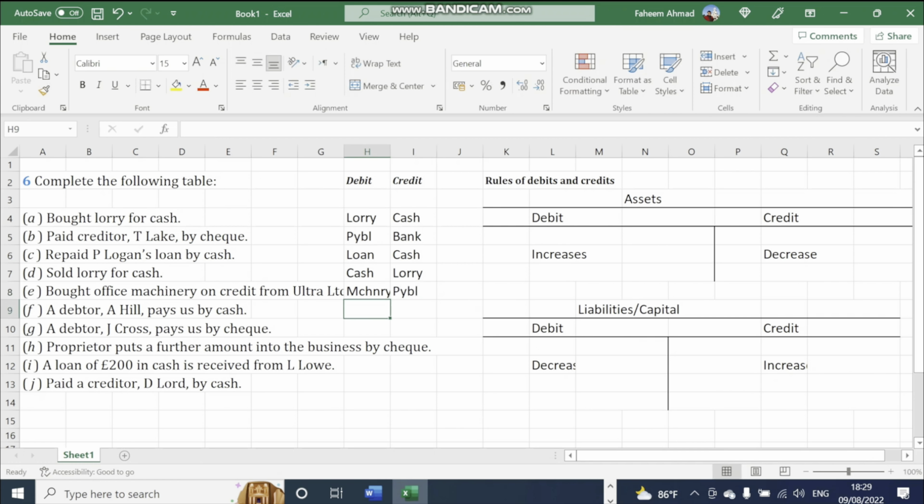F. A debtor A Hill pays us by cash. So debtor is an asset. When debtor has paid off, its balance is decreasing. Credit. So here goes debtor. Debtor has paid us cash. Cash balance has increased in the business. Cash is an asset, increases debit.